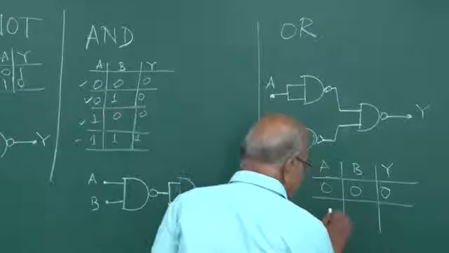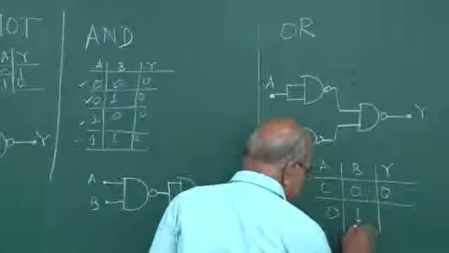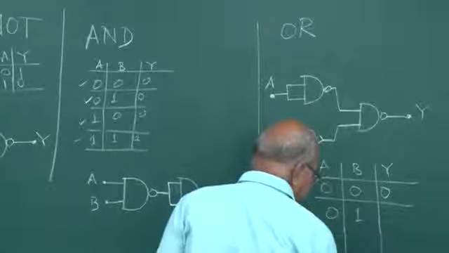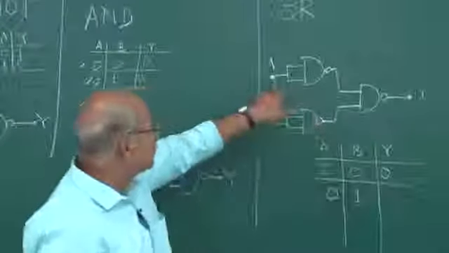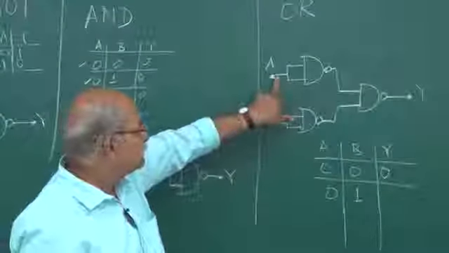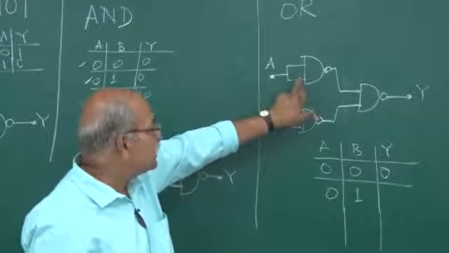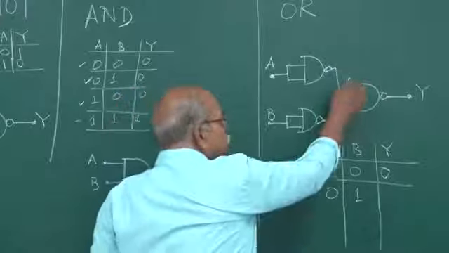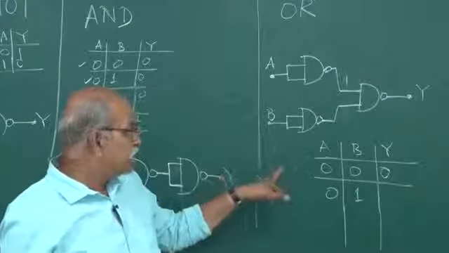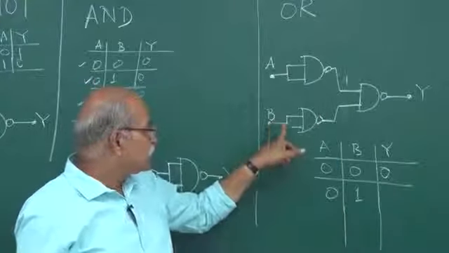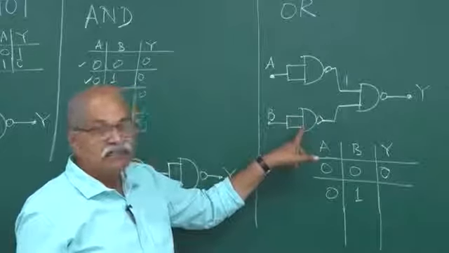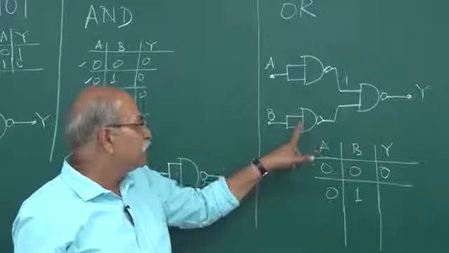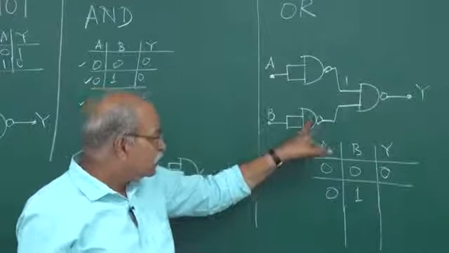Next, 0 and 1. A is 0. So this is 0. Fine. So if this is 0, this is 0, this is 0, AND gives me 0. NOT of 0 is 1. So this is 1. And from this side, B is 1. So this is 1. So this is 1 and this is 1. AND of 1 and 1 is 1. NOT of that is 0.